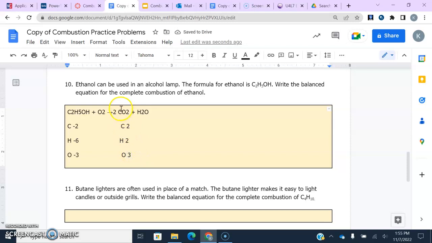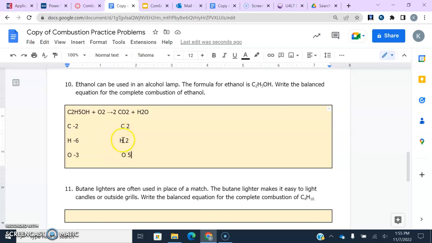My oxygens are now 4 plus 1 is 5. Okay, so we've got 2, 2, then we've got 5. Now, on my left-hand side, let's do hydrogen. On my left-hand side, we have 6 hydrogen, because this is H5, and then an H here. So 5 plus 1 was 6. So now, we need to figure out how we can get to 6 hydrogens on my right-hand side.